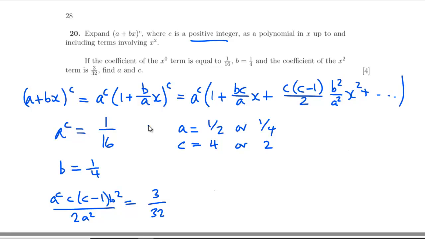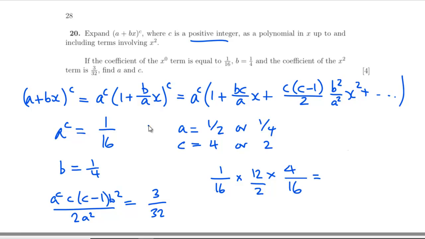So let's start with the first pair then. So a is a half and c is 4. Oh, well, we know a to the power c is 1 over 16 anyway. So we've got 1 over 16 multiplied by, so that would be 4 times 3, so by 12, multiplied by b squared, so that's 1 over 16, divided by 2, and then divided by a squared, which would be like multiplying by 4. So what does that come out as?